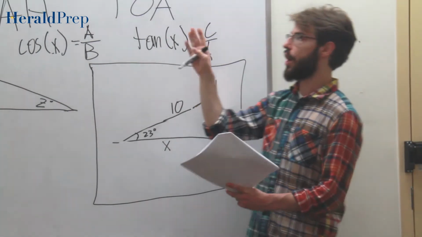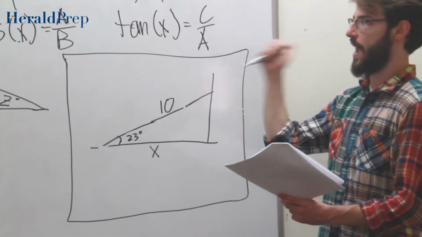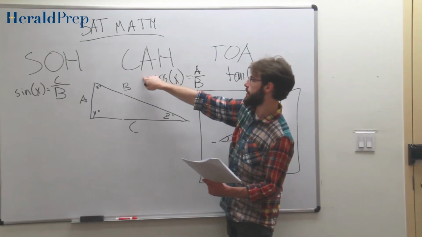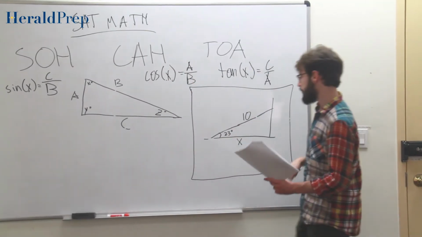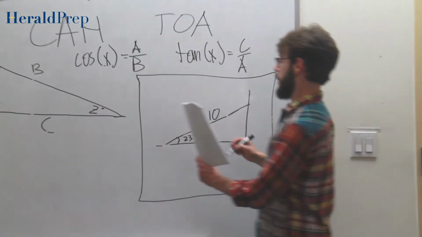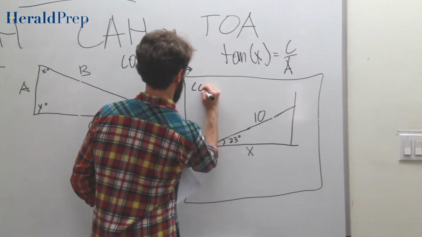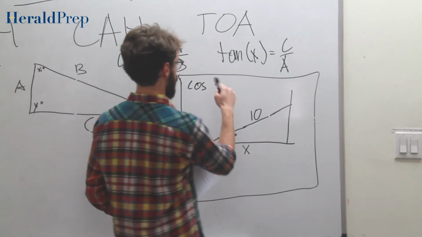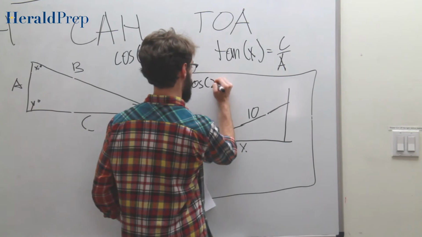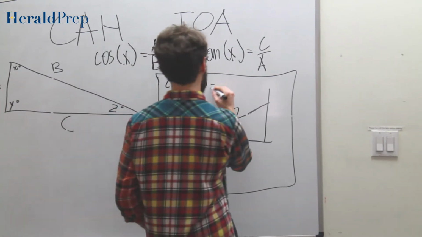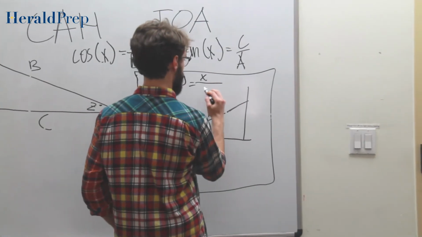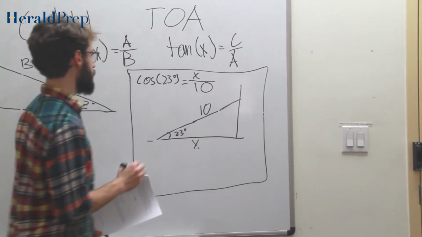So then we go SOHCAHTOA, which one involves adjacent and hypotenuse? CAH, C-A-H, cosine is adjacent over hypotenuse. So now we can use that to find the length of this side. So if we say cosine of, well, not x here, this is our side length, but cosine of our angle, 23 degrees, equals adjacent x over hypotenuse, 10.